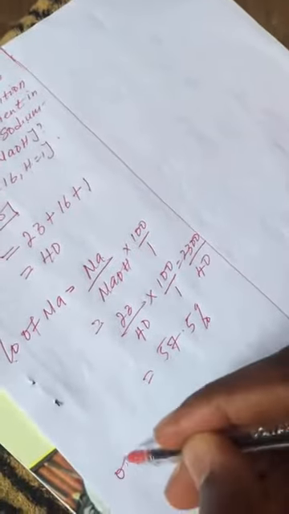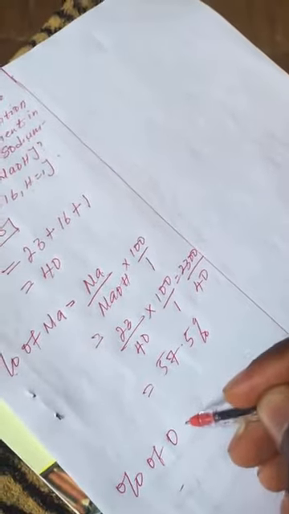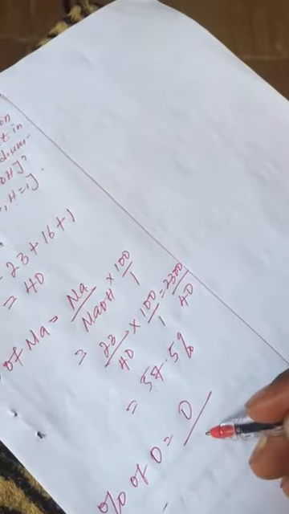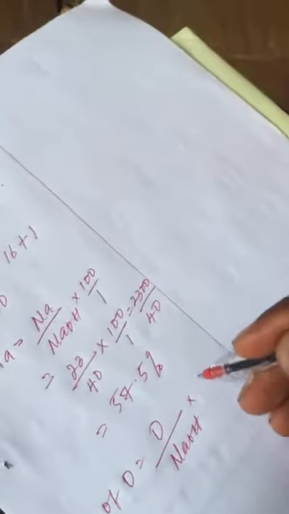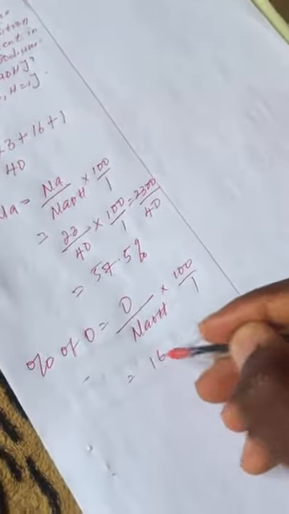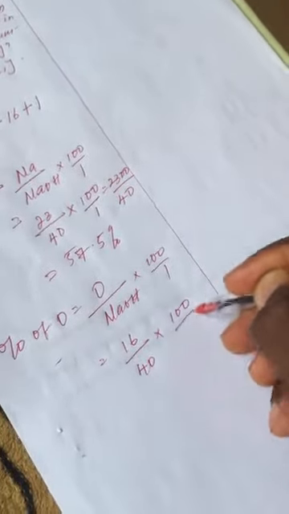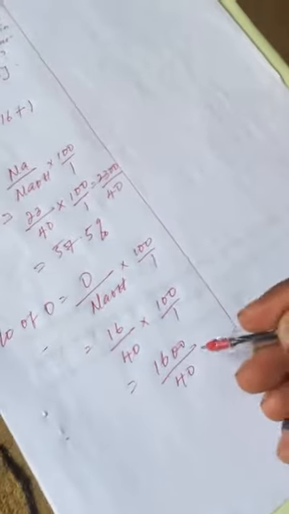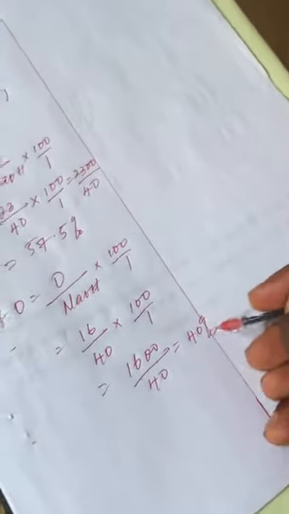Then let's proceed to that of the percentage composition of oxygen, which is the O. So we have O over sodium hydroxide times 100 over 1. If you have that, it becomes 16 over 40 times 100 over 1. And this becomes 600 over 40. If we divide further, we will have 40 as a percentage.